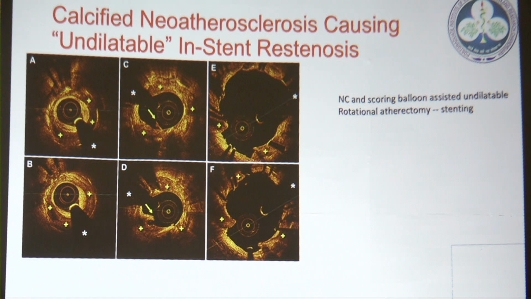This particular case, calcified neoatherosclerosis with undilatable in-stent restenosis, you can very well appreciate the markedly calcified in-stent restenosis. In this case, the NC and the scoring balloon couldn't be helpful for the dilatation, and ultimately it's the rotablation followed by stenting which could give the good result.